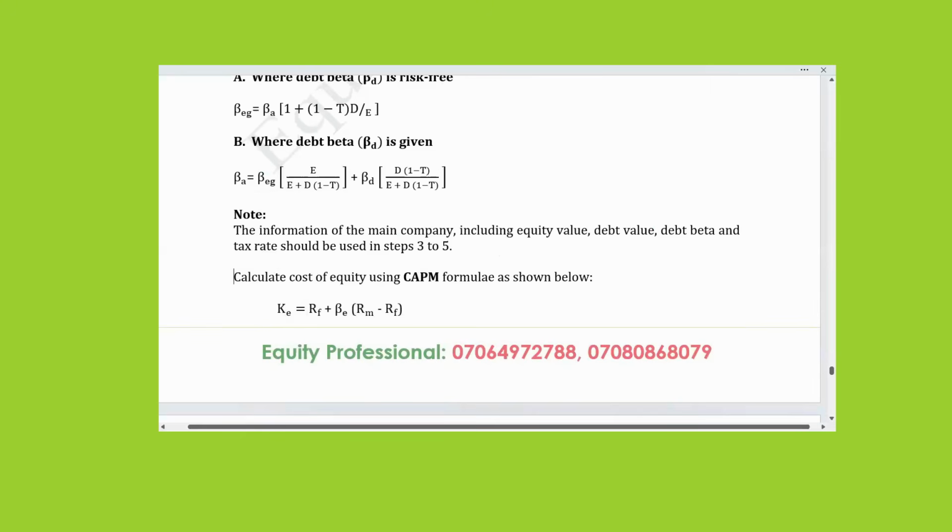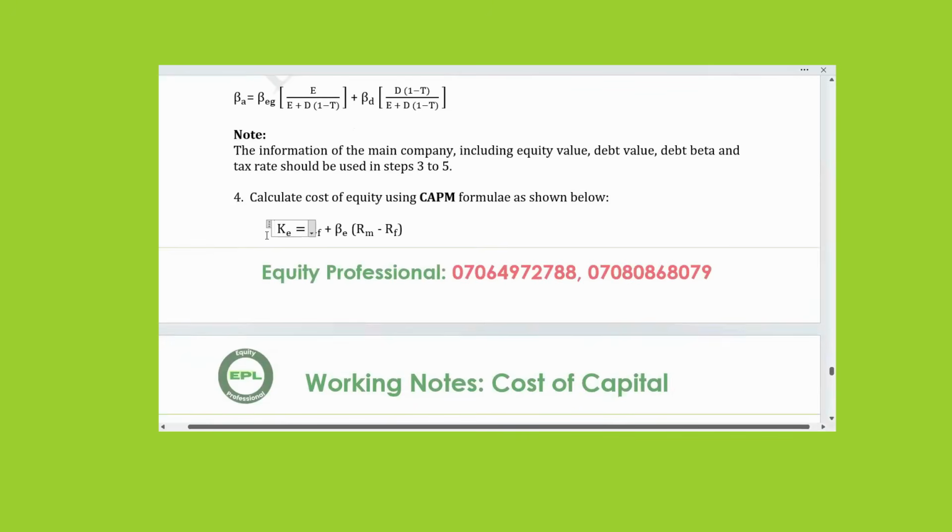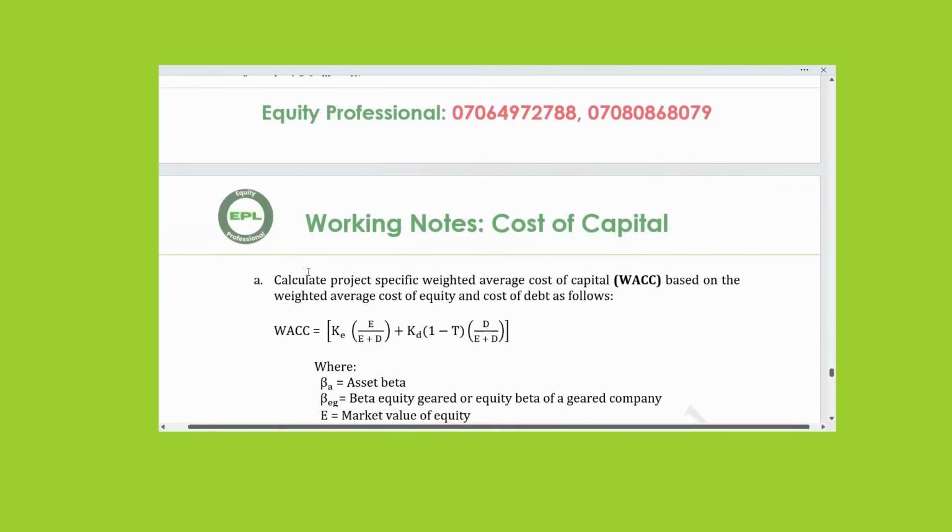So step 4: we calculate cost of equity using the CAPM formula as shown below. That's fine, no adjustments. You're already familiar with this formula, so no need to talk too much on that.